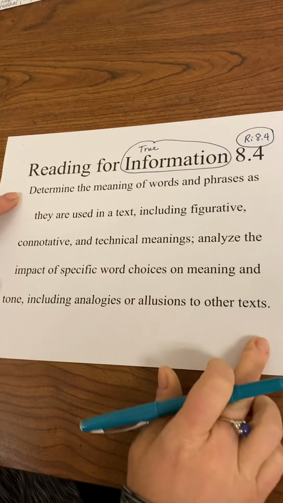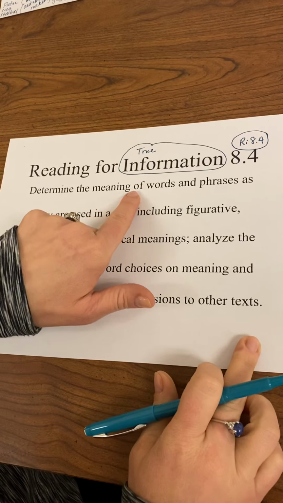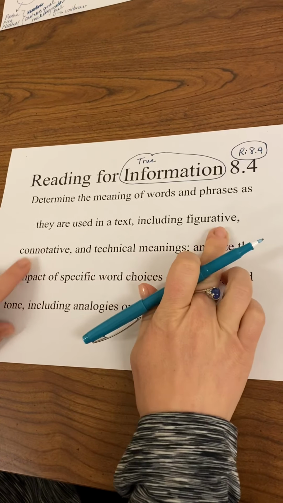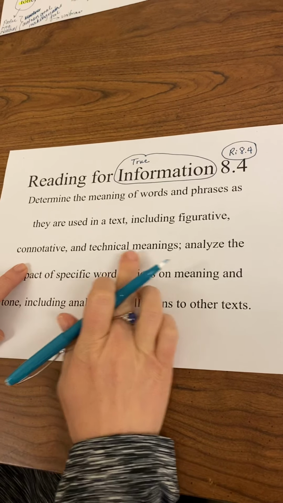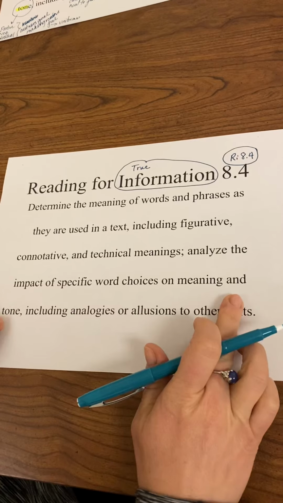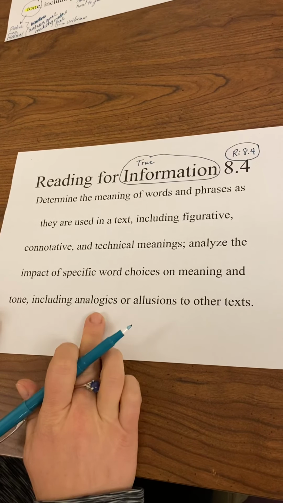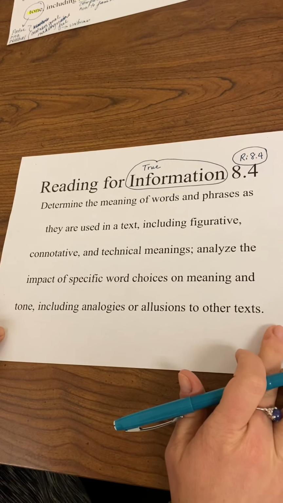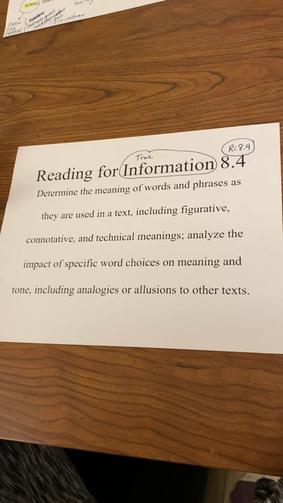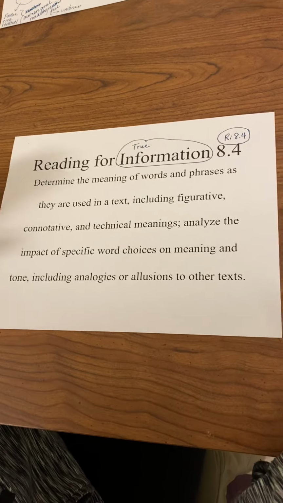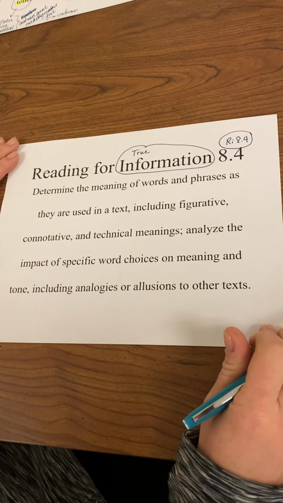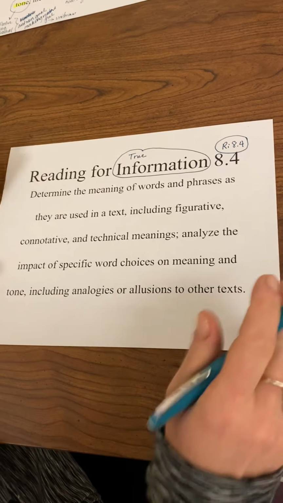So this says, determine the meaning of words and phrases as they are used in a text, including figurative, connotative, and technical meanings. Analyze the impact of specific word choices on meaning and tone, including analogies or allusions to other texts. Now, your teachers in your classes have done things like this, whether as a small group or whole group, and so you're familiar with this, but we're just going to touch base and make sure we are very familiar with what this means.